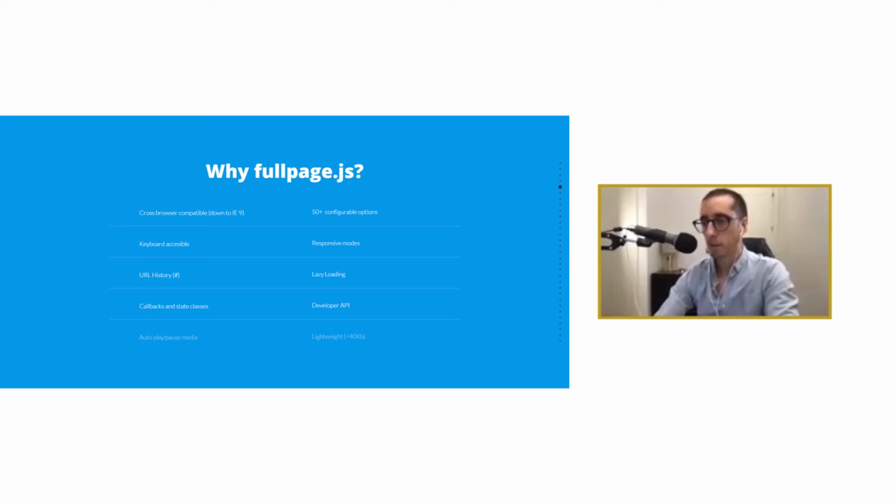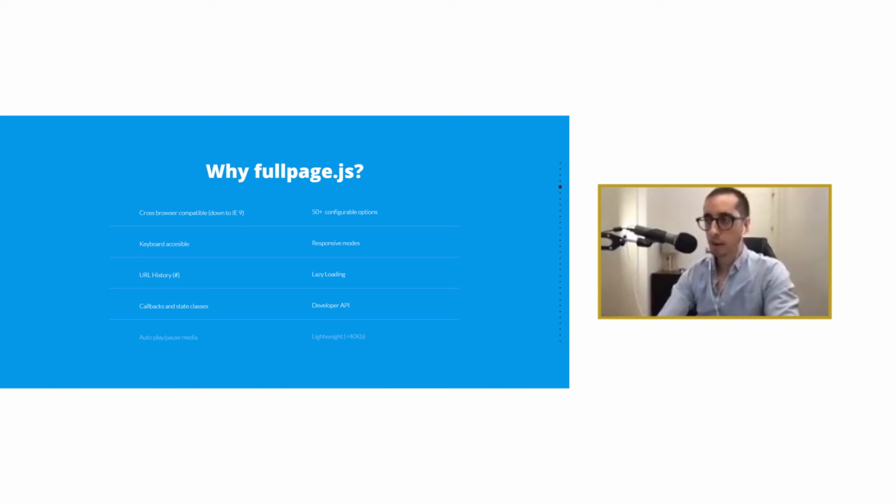You can have also the URL history, so you can click the back button and then you would slide up or down, lazy loading, callbacks, different CSS state classes, and then of course the developer API, so you can use functions in order to drive the user directly to a specific slide, or you can turn off the auto scrolling, or perhaps you want to disable scrolling until they do some action. So you have a complete API for developers that you can use, and that makes it quite powerful.